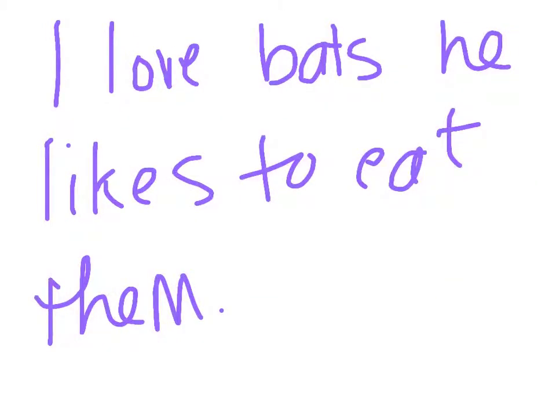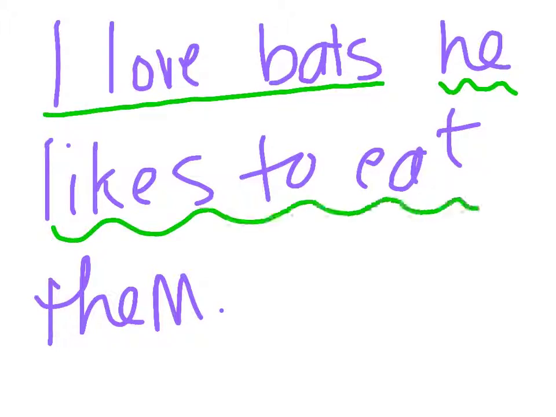Now, the last and final way to correct a run-on sentence is using the semicolon. So once again, I identify my 2 sentences within one sentence, joined incorrectly, so therefore it's a run-on. And right in between those 2 sentences, I put in a semicolon. The semicolon goes right next to the last word of the previous sentence, and so it will look like that. I love bats; he likes to eat them.